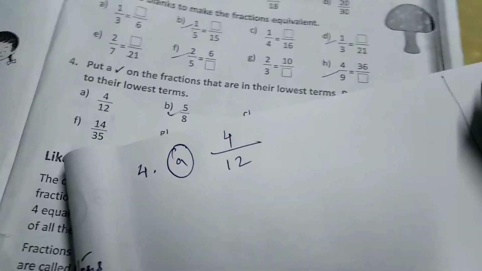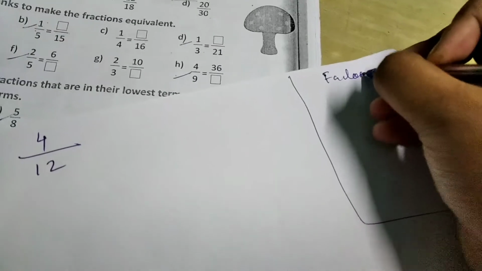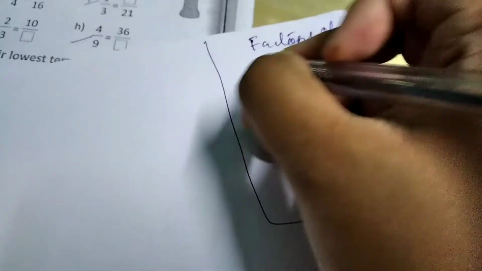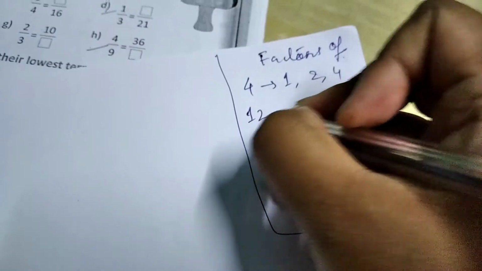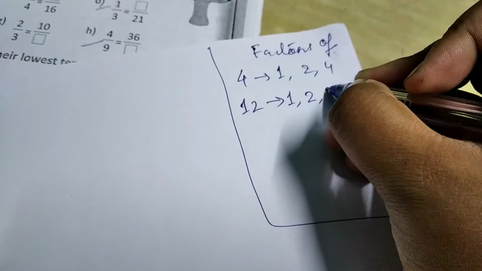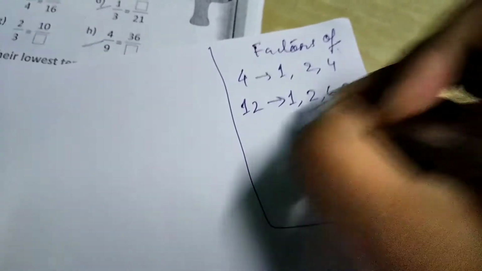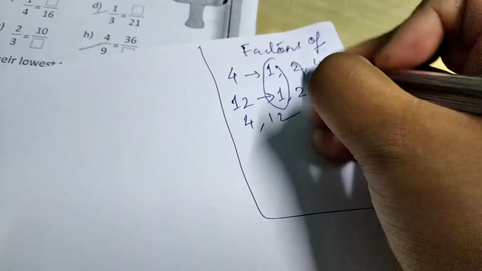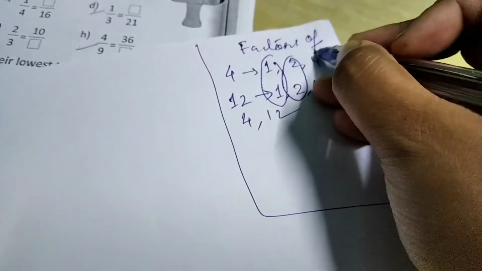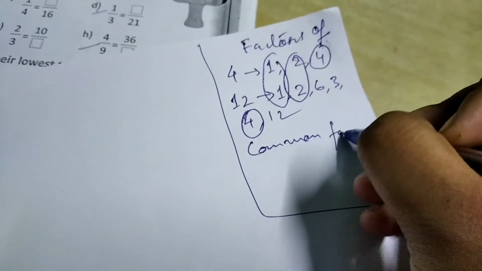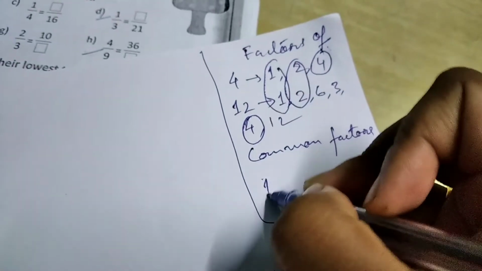First you find the factors. Factors of 4 are 1, 2 and 4. In the case of 12 it is 1, 2, 6, 3, 4, 12. So these are the factors. What is common? 1 is common, 2 is common, even 4 is common. So the common factors, this is rough work, are 1, 2, 4.